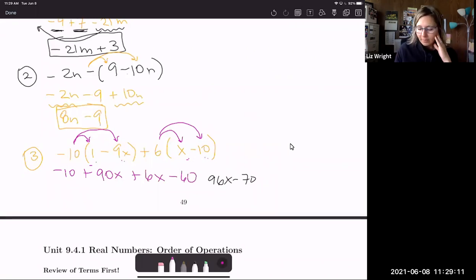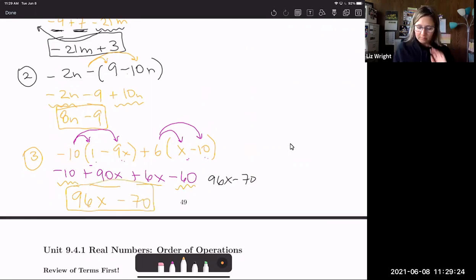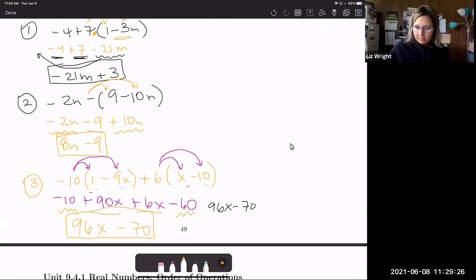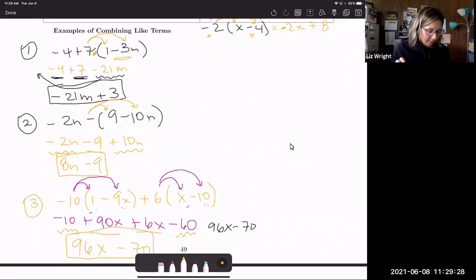Now I'm going to simplify and combine like terms. I'm going to lead with my x term. So that gives me 96x. And then -10 minus 60 gives me -70. And there's your final answer. All right. These next 2 are working on us rewriting them in alphabetical order and then in descending order too.